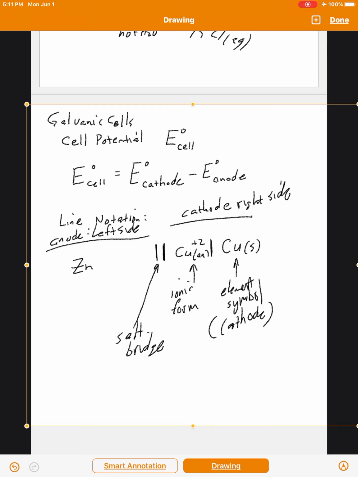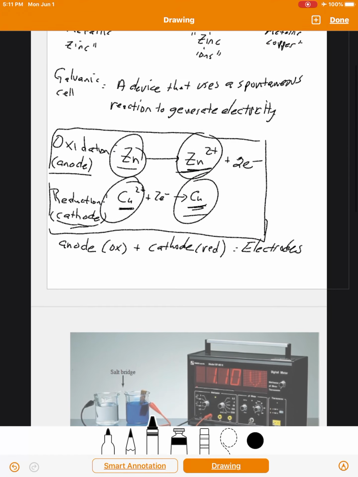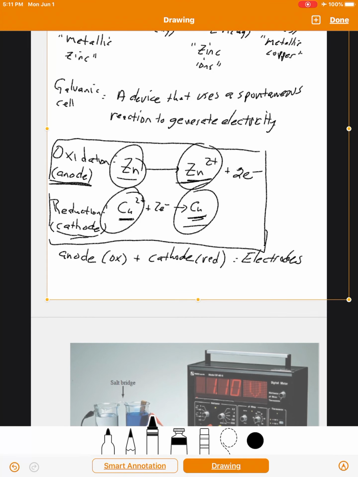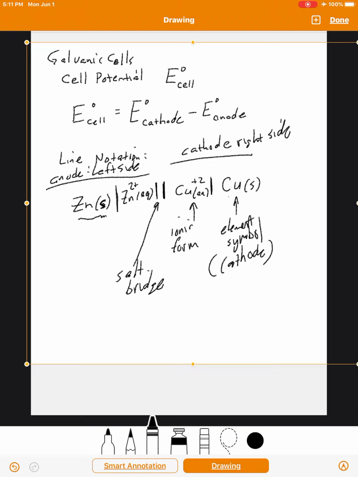Let me put aqueous here. Oops, solid. Zinc solid. And then again, just like we did in the cathode side, one line and then the symbol for the ion. I almost put copper 2 again. Okay? So the anode goes on the left, the cathode goes on the right. The only way we know that right now is because I told you the anode was zinc and the cathode was copper. But the electrode, the anode or the cathode, is the metallic form, the solid form in these cases.